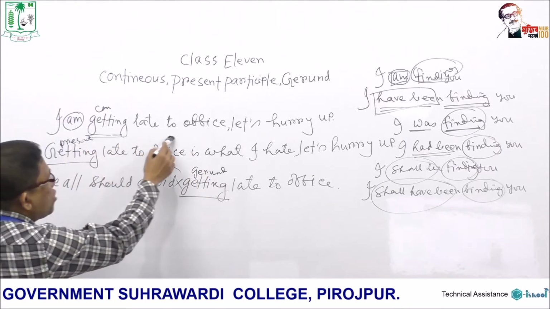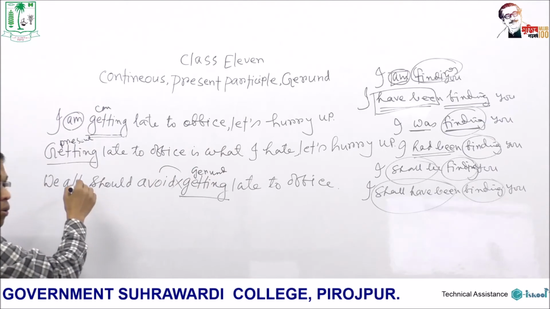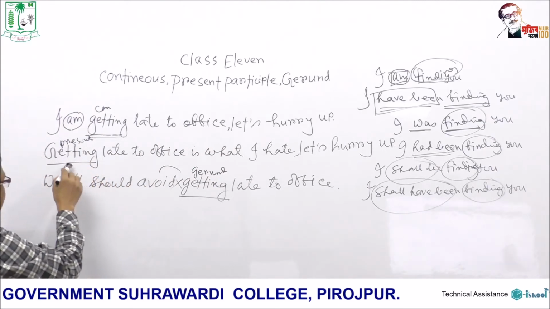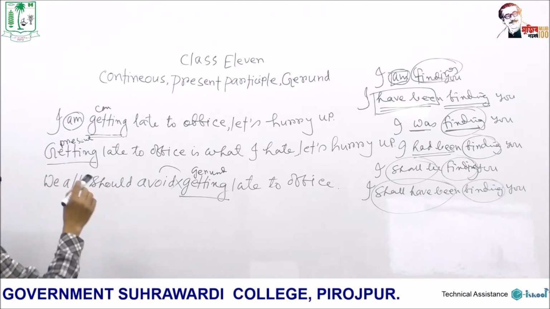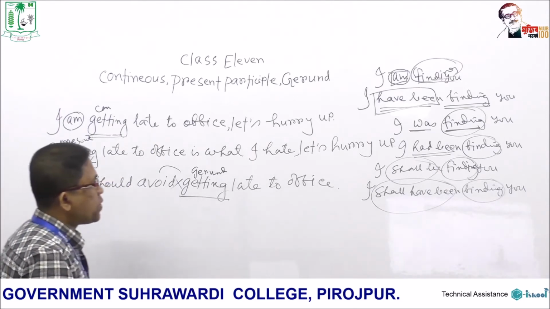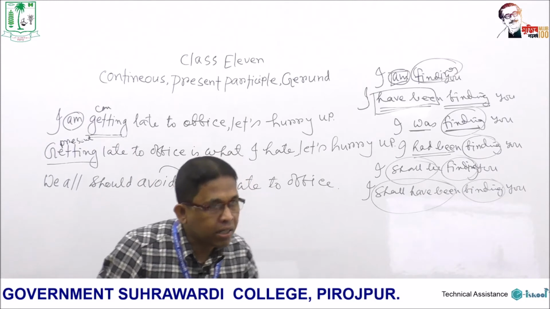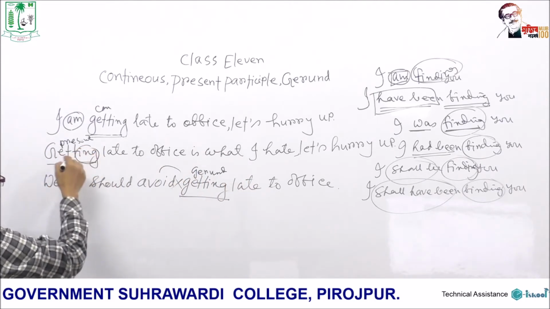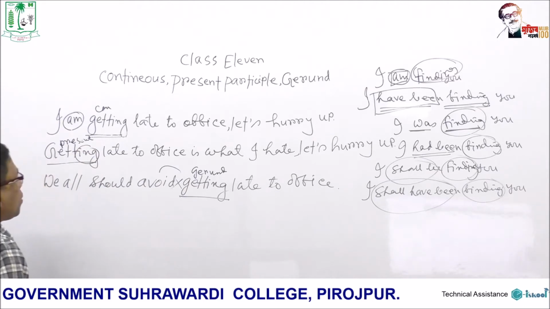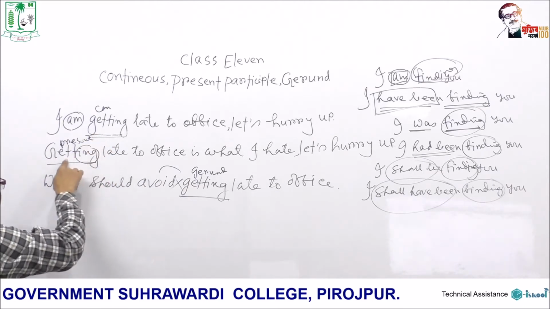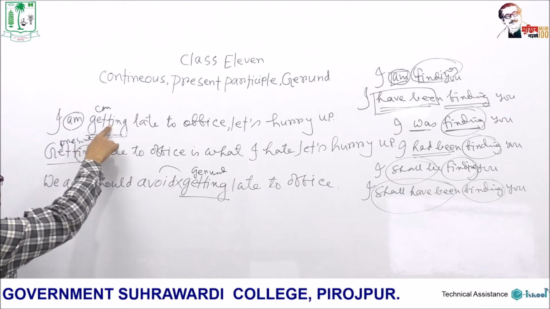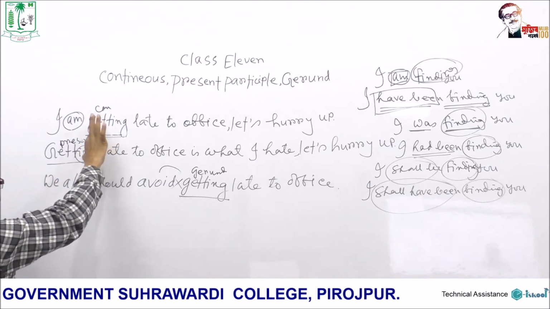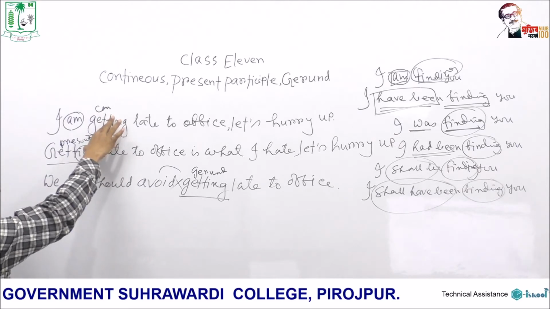I am getting late to office, let's hurry up. Now, pass to the second sentence, second example. I have already claimed that this is the present participle form. That is, getting late to office is what I hate, let's hurry up. So, getting late, here also the ing form, but this is a present participle. Why? How is this getting differentiated from this getting? What are the differences between these two gettings?